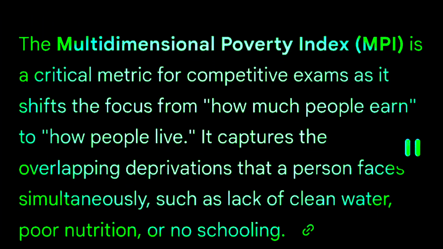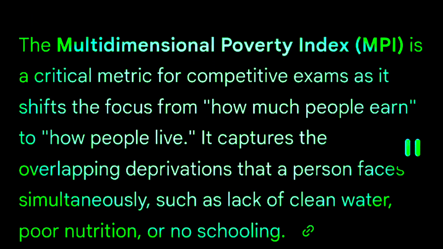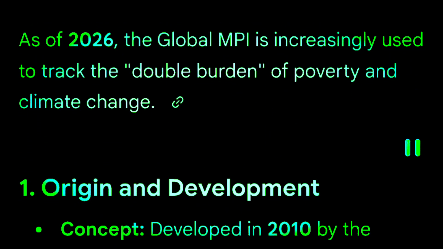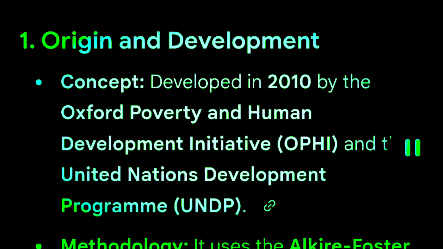MPI is a critical metric for competitive exams as it shifts the focus from how much people earn to how people live. It captures the overlapping deprivations that a person faces simultaneously, such as lack of clean water, poor nutrition, or no schooling. As of 2026, the global MPI is increasingly used to track the double burden of poverty and climate change.